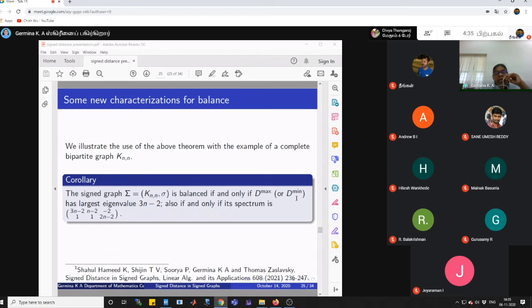or D min has largest eigenvalue 3n minus 2, and if and only if its spectrum is 3n minus 2, n minus 2, n minus 2. So 3n minus 2 occurs only once, and n minus 2 repeats 2n minus 2 times.